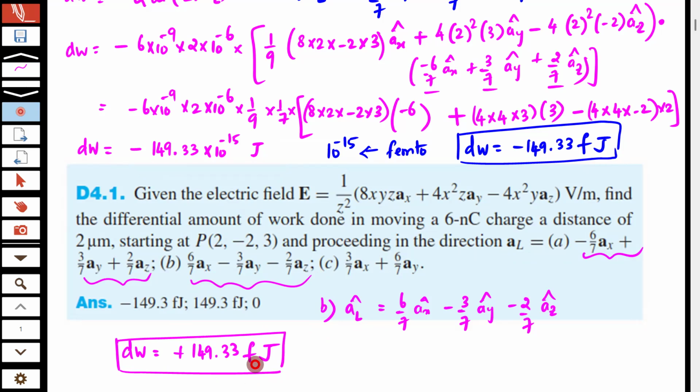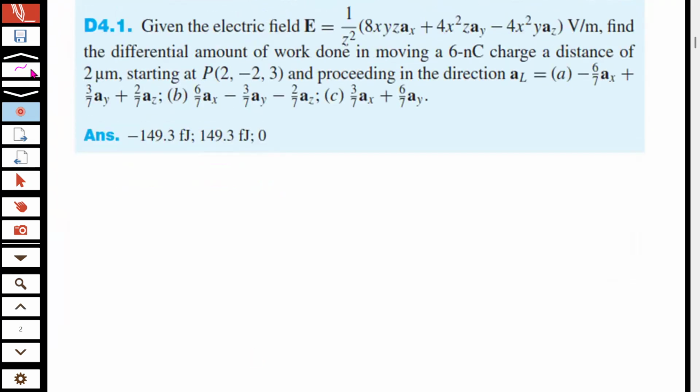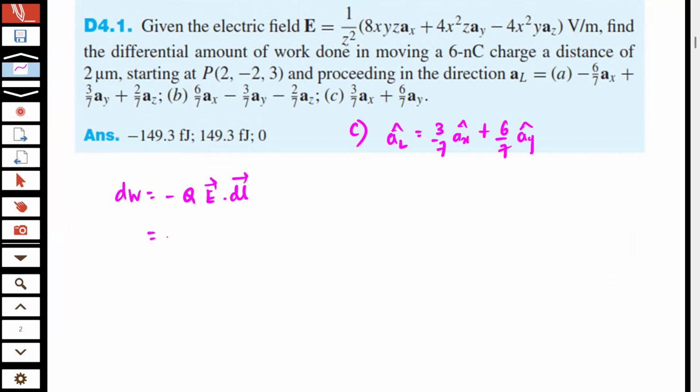Now let us do the third subdivision, which is a different aL cap. For the third subdivision, aL cap is just 3 by 7 aX cap plus 6 by 7 aY cap. Now we have to write dW, which is minus Q E vector dot dL vector, or you can write minus Q dL magnitude into E vector dot aL cap. I'm writing directly from the previous step.